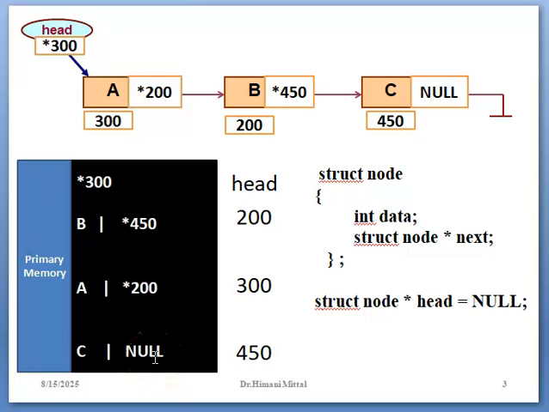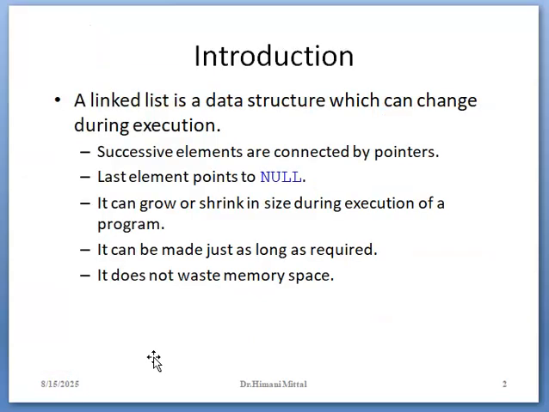So logically the linked list is a sequential list, that is there is a series of elements, but physically it is scattered in the memory, and as and when the requirement arises the new allocations are made. Therefore it doesn't fix the size of the linked list. So as we can see here, the linked list can grow and shrink in size during the execution of the program. So I can add new elements, delete elements from the linked list.